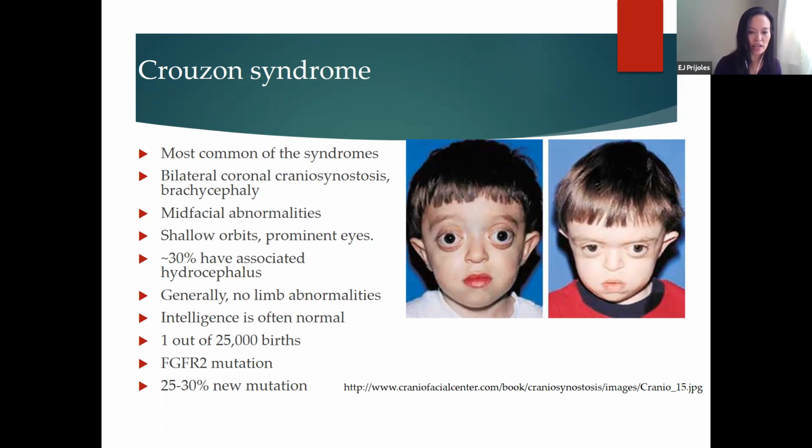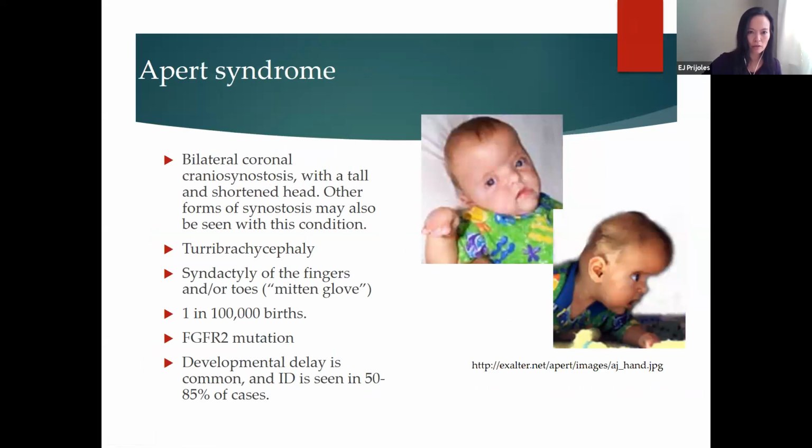And this is caused by a change in the FGFR2 gene. And then I bring this one up. Apert syndrome is one that I think is craniosynostosis that is recognizable because of this syndactyly of the fingers, or this mitten glove appearance, along with the craniosynostosis that causes more of a tall forehead with brachycephaly.